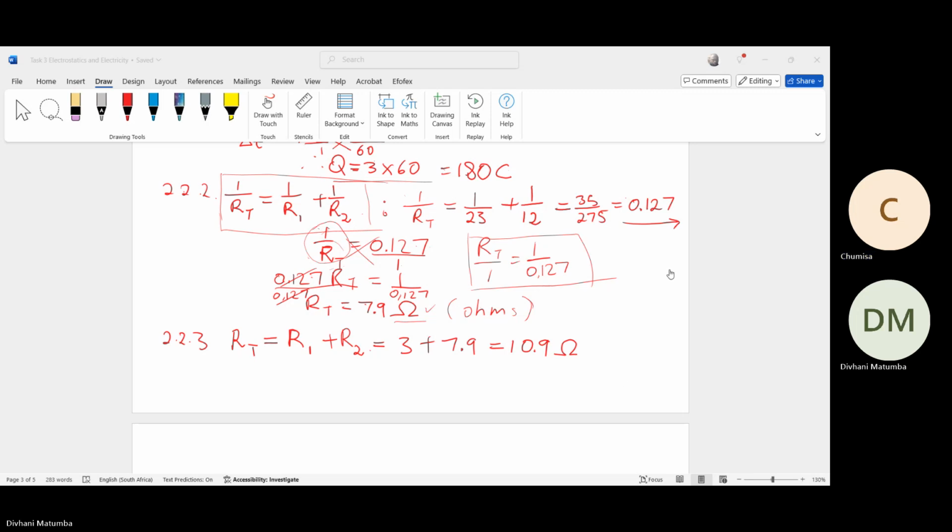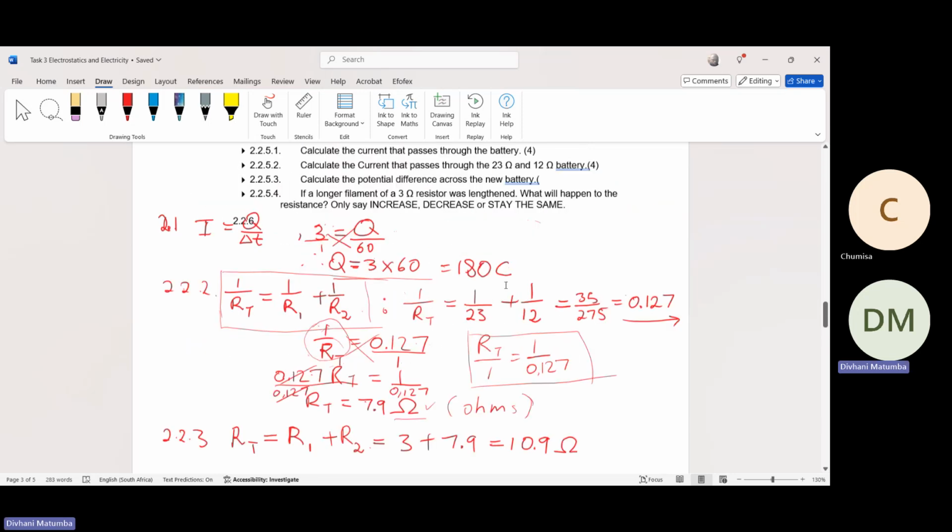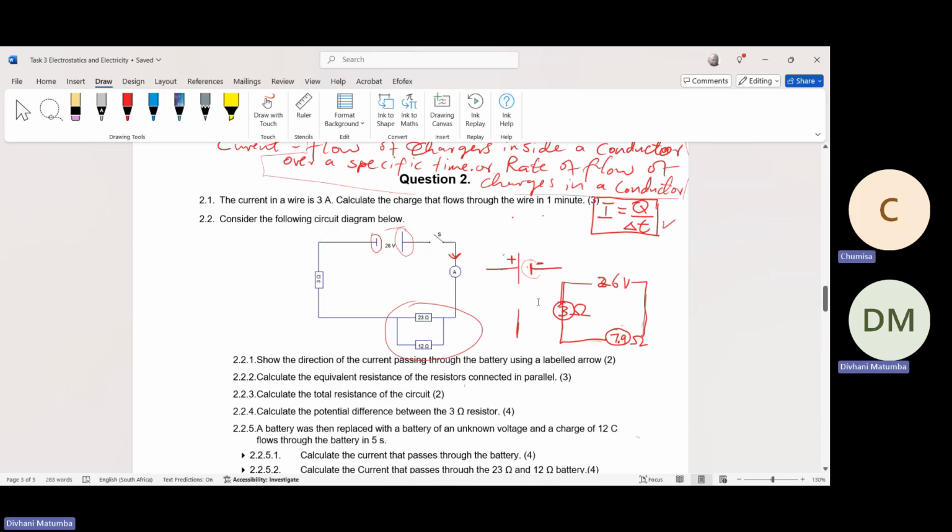Yes, sir. Okay, so let's go straight to the questions. We did 2.2.3. You remember what we did last week was that I resolved the parallel connection of 3 ohms and 12 ohms into one equivalent resistance. Now, how do we find the equivalent resistance? Which formula do we use? Come on.